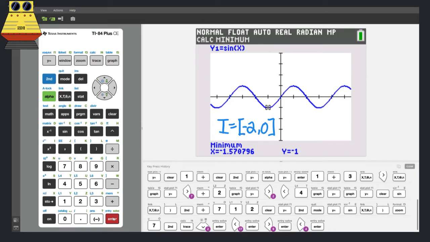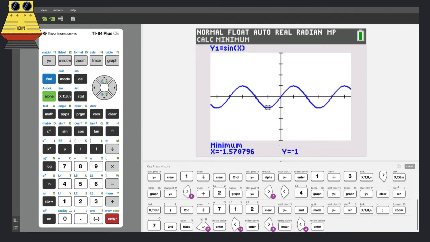Okay. Now notice that it says on your screen minimum x equals -1.57, etc., and y equals -1. Y equals -1 is the minimum. The y value is what gives you the minimum, the function value. Okay, back to the tutorial.